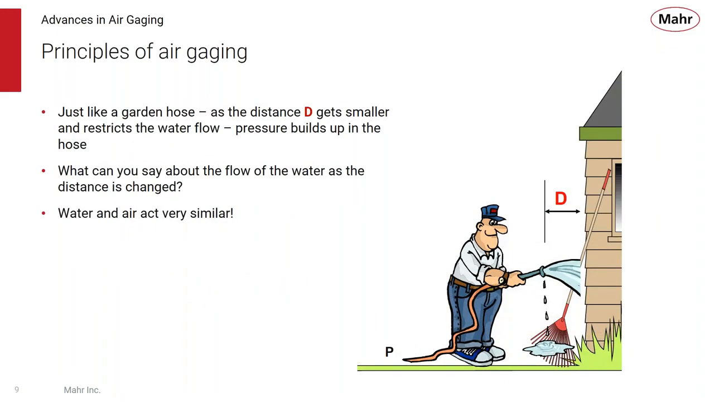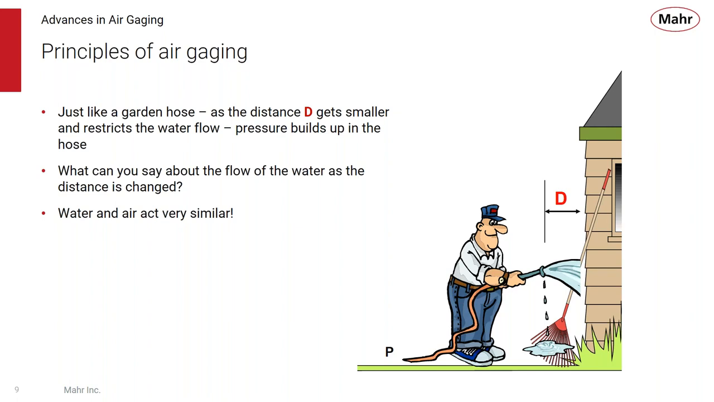Let's just briefly talk about the principles of air gauging. Just like when you take a garden hose and hold it against the wall, as the distance between the nozzle and the side of the building gets smaller, it starts to restrict the water flow and pressure builds up in the hose. As you change those things, you're going to get different characteristics. The closer the hose, the higher the back pressure. The same thing with flow, or just the opposite: the closer the distance, the less flow you're going to have.